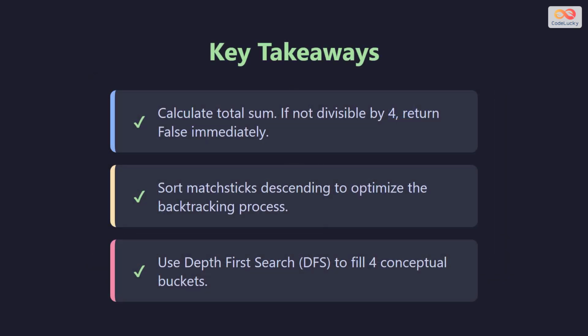To summarize, first, check if the total sum is divisible by 4. Second, sort your input array in descending order. And third, use a backtracking depth-first search to try and partition the sticks into 4 equal subsets.